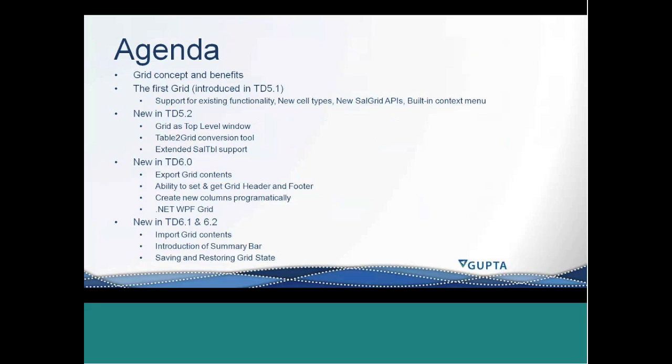So we'll talk a little bit about the grid concept and the benefits of using the grid, and the functionality of Team Developer 5.1, the first grid when it was introduced, what it had embedded in it. Then we'll talk about the features by version, TD 5.2, 6.0, 6.1, and 6.2, which is our next major release coming up this year. And I'll be using 6.2 for my demos and samples in this presentation.